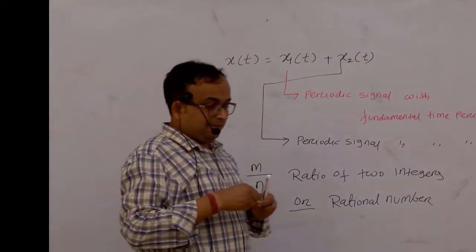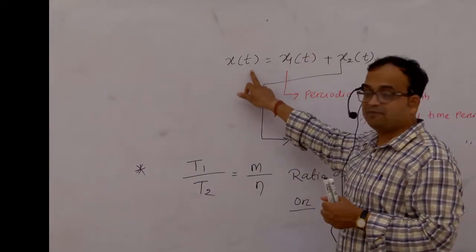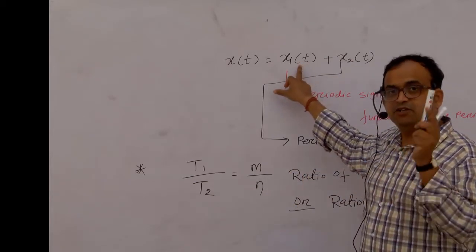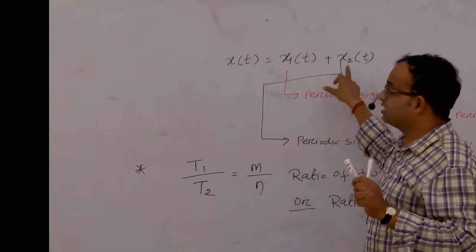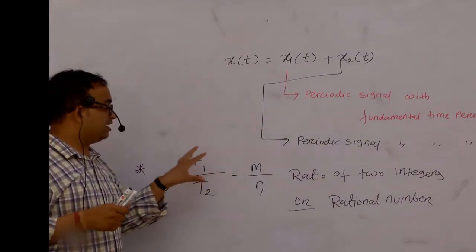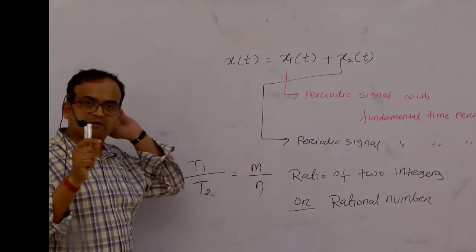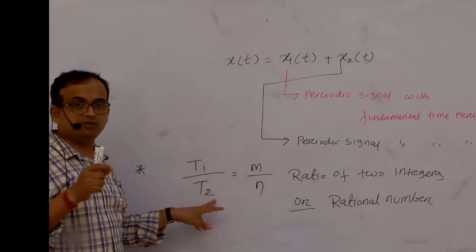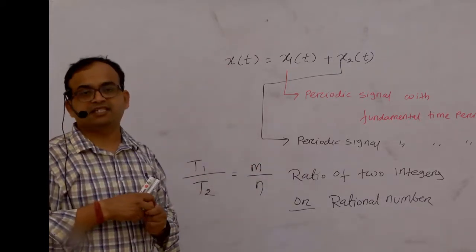So if an expression is given to you, the addition of two signals, and it is asked whether x of t is periodic or not, you first find the value of t1, the periodicity of x1 of t, and t2, the periodicity of x2 of t. Then divide t1 by t2 and see whether the ratio is a ratio of two integers or not. We will solve some problems depending on this. If the ratio of t1 by t2 is the ratio of two integers, then you can tell that x of t is a periodic signal.